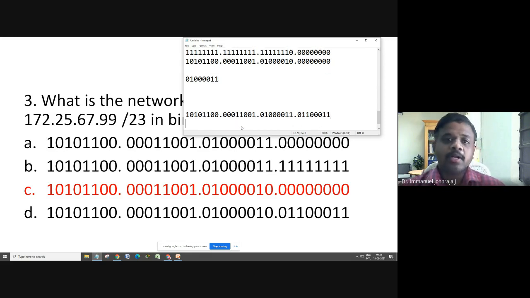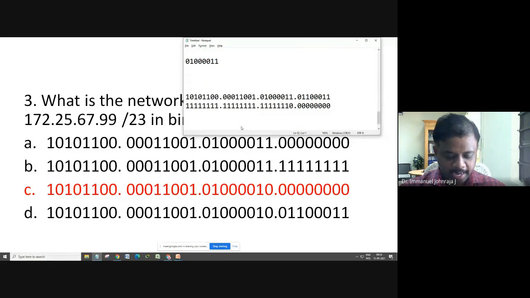Now, what is the mask? Because it is binary 23. 1 2 3 4 5 6 7 8 dot 1 2 3 4 5 6 7 8 dot 1 2 3 4 5 6 7. 23 bits are over. Then all the remaining bits are going to be 0.